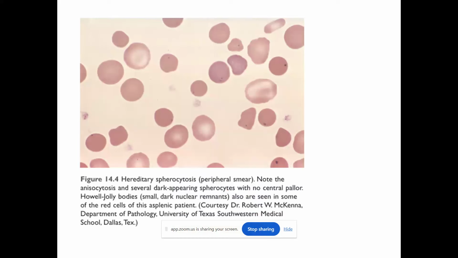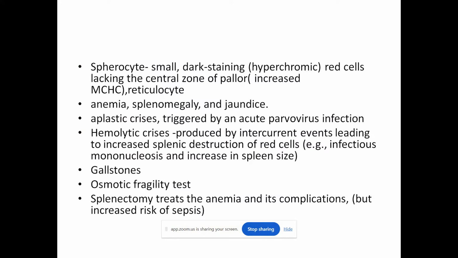So this peripheral smear shows the dark cells without any pallor, dark spherical cells. These are called hereditary spherocytes. Small Howell-Jolly body inclusions are seen in the cells. So these patients will be having spherocytes along with anemia due to the extravascular hemolysis and more trapping of the cells. That will be splenomegaly, and due to hemolysis, jaundice will be there.